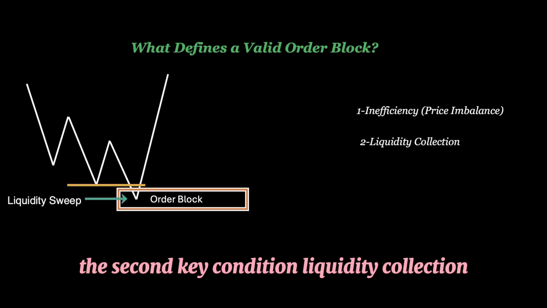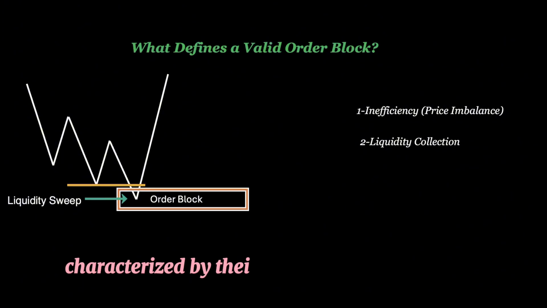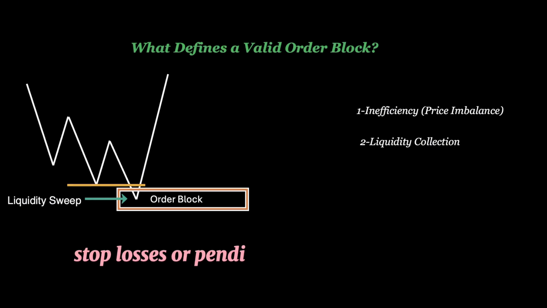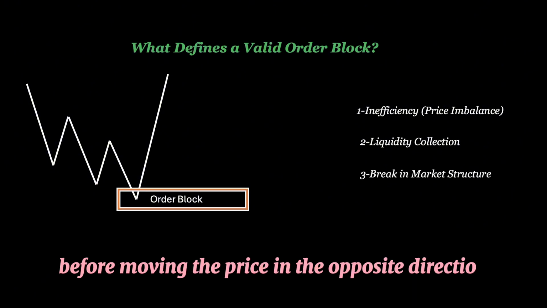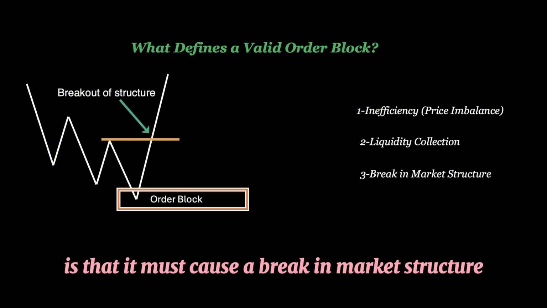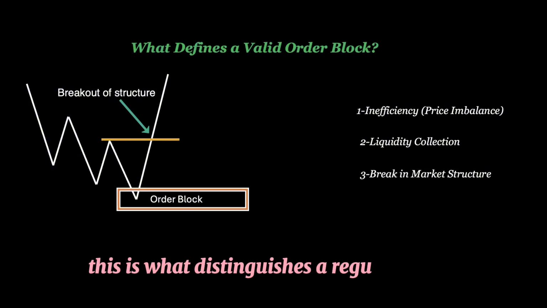Liquidity collection. Order blocks are characterized by their ability to collect liquidity. This happens when the market manipulates price, triggering stop losses or pending orders placed by retail traders. Smart money often uses these liquidity grabs to fuel their positions before moving the price in the opposite direction. Break in market structure. Finally, the most crucial criterion for a valid order block is that it must cause a break in market structure. This is what distinguishes a regular supply or demand zone from a true order block.